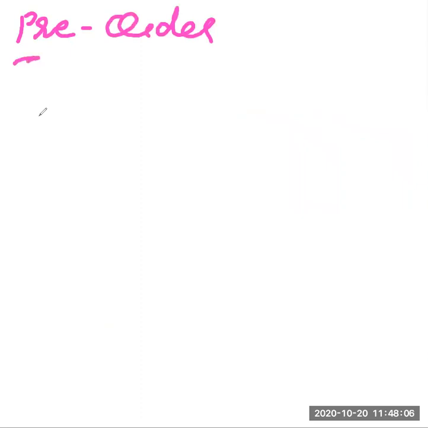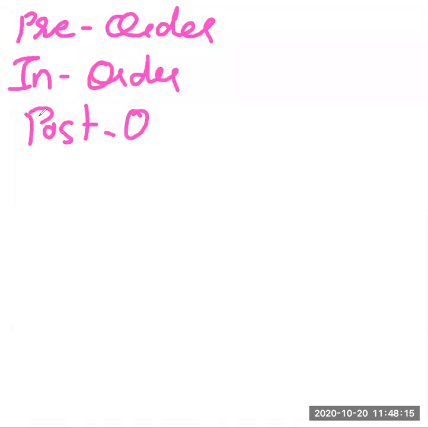Second is called in-order, and third is called post-order. So there are three traversal strategies: in-order, pre-order, and post-order. We'll understand each one of the traversals in a better way.